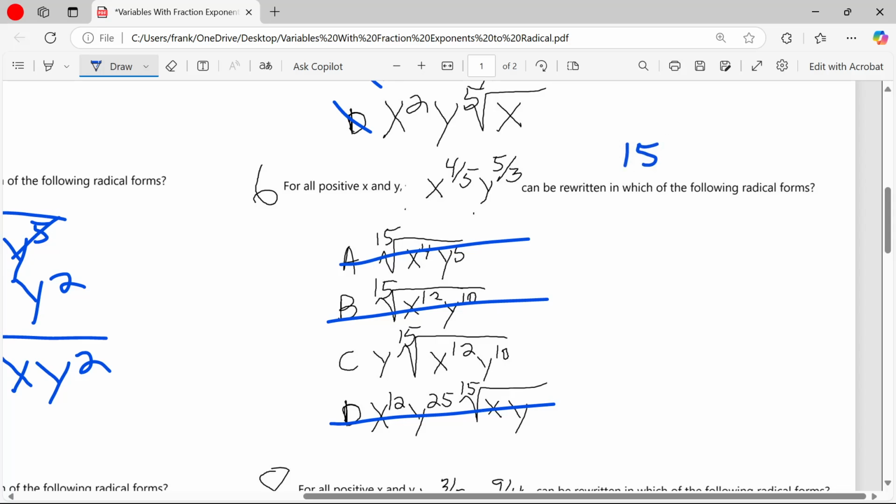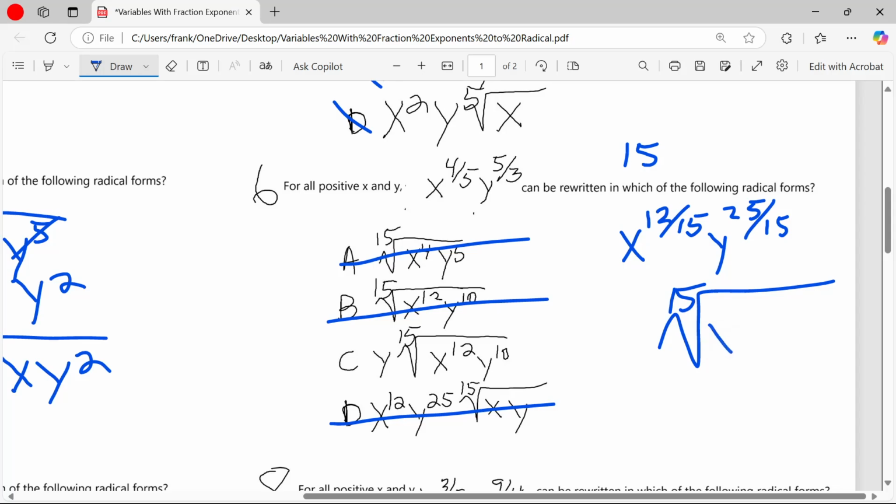The common denominator is 15. It's got to be the least common denominator. If I wrote 30, I'd get the wrong exponents and I'd have the wrong root. So 15: 5 goes into 15 3 times, 3 times 4 is 12, x to the 12 fifteenths. For y, 3 goes into 15 5 times, 5 times 5 is 25 fifteenths. 15 is the root, x to the 12th, y to the 25th.